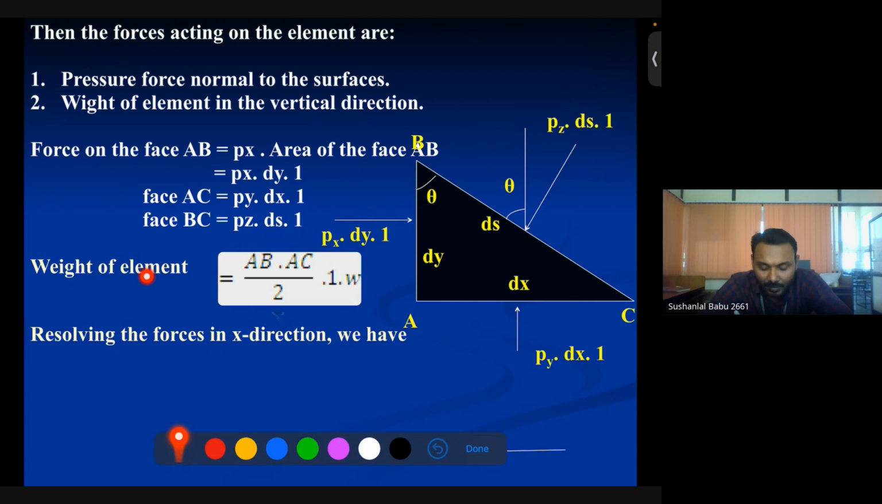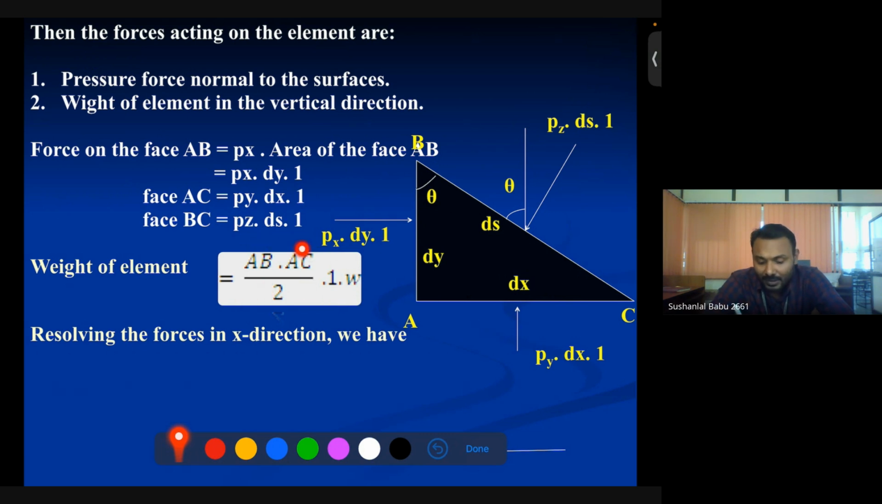So what is the weight of the element? How can we calculate it? Specific weight is density into acceleration due to gravity, rho into g. Not specific gravity, specific weight. We can calculate total weight from specific weight. Specific weight is the weight acting per unit volume. So if you multiply specific weight with the total volume, you will get the weight of the element: the weight acting per unit volume into the volume of the wedge.